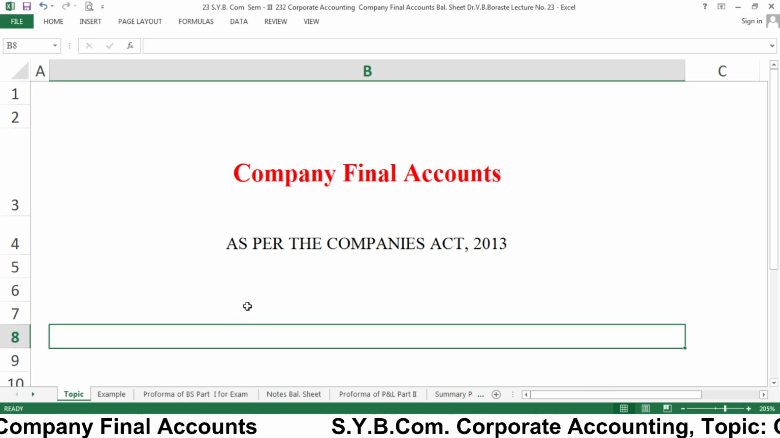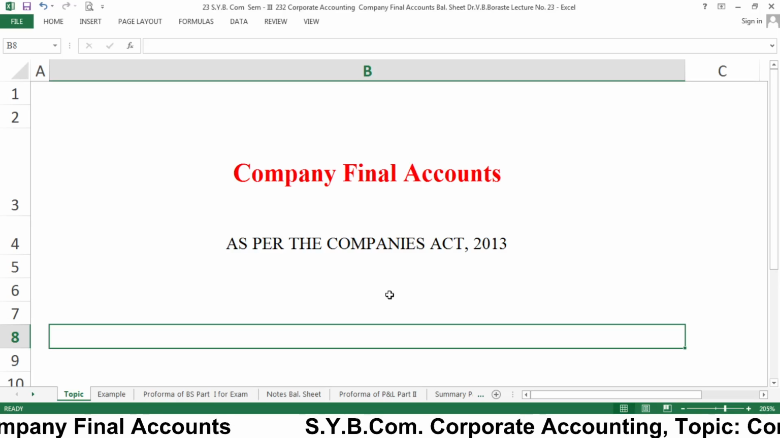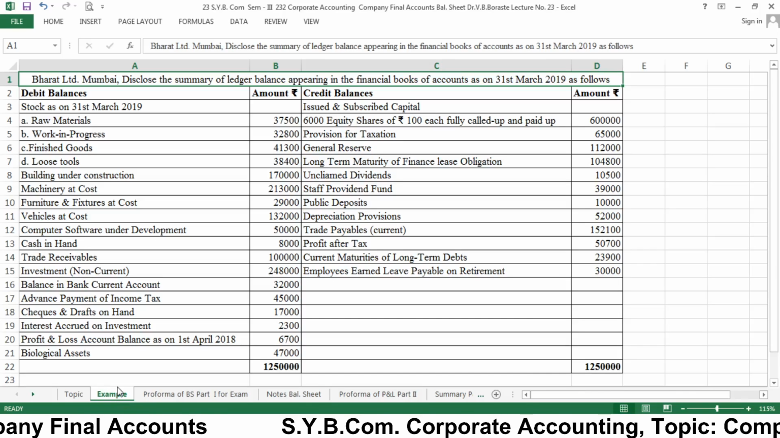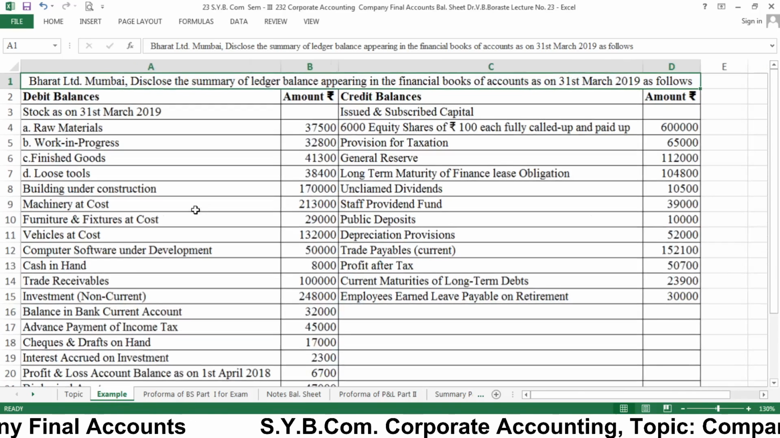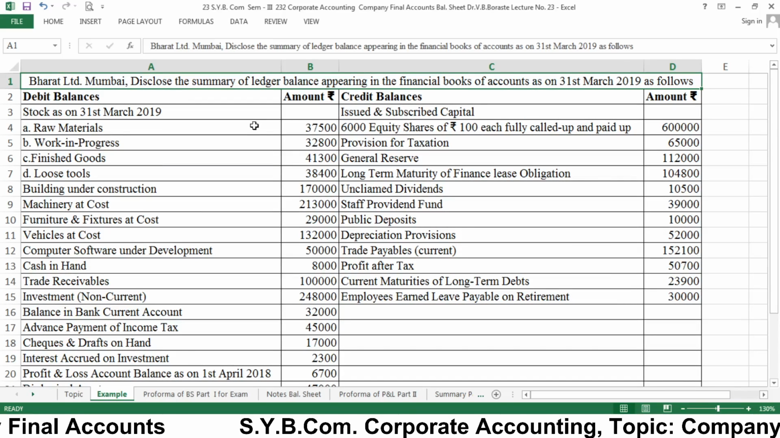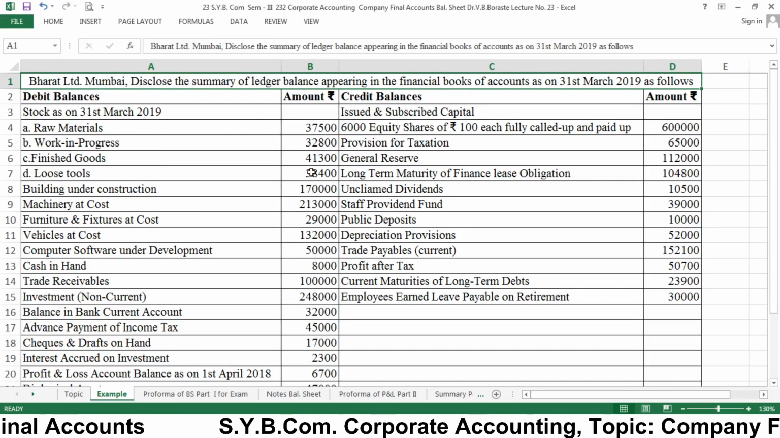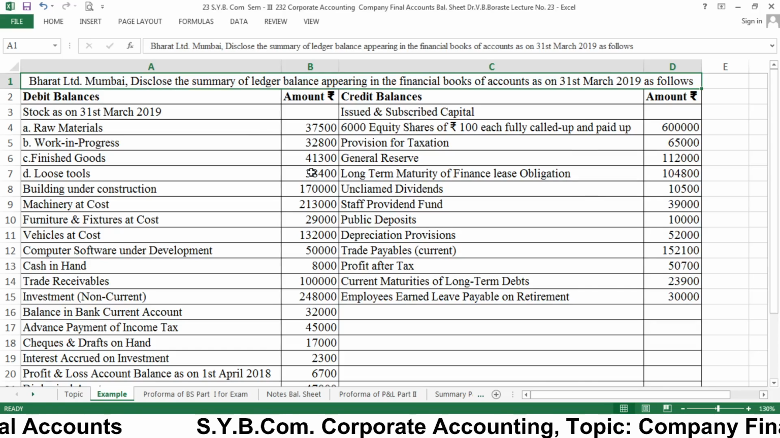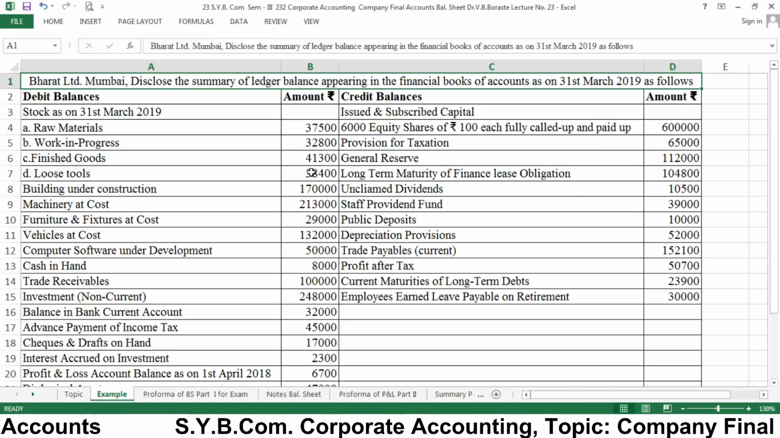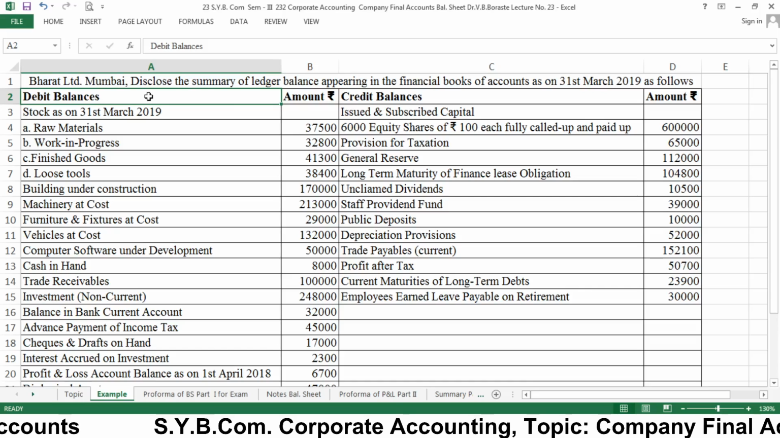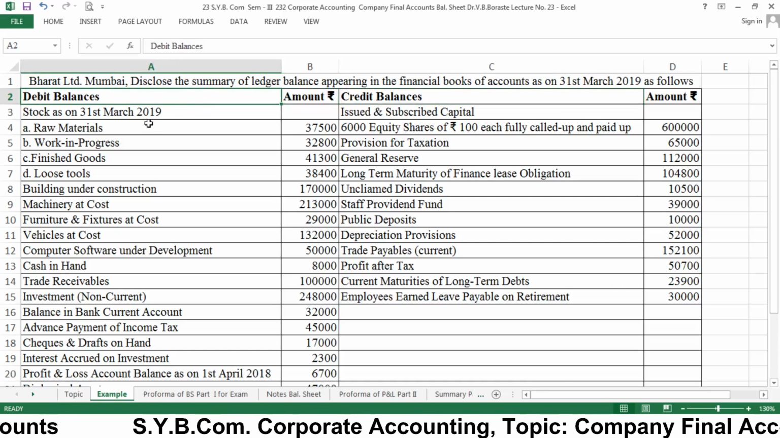So here is the company final account as per the Companies Act 2013. Let us start the example. So you can see here Bharat Limited Mumbai disclosed the summary of ledger balances appearing in the financial books of accounts on 31st March 2019, where certain debit balances as well as credit balances are given.